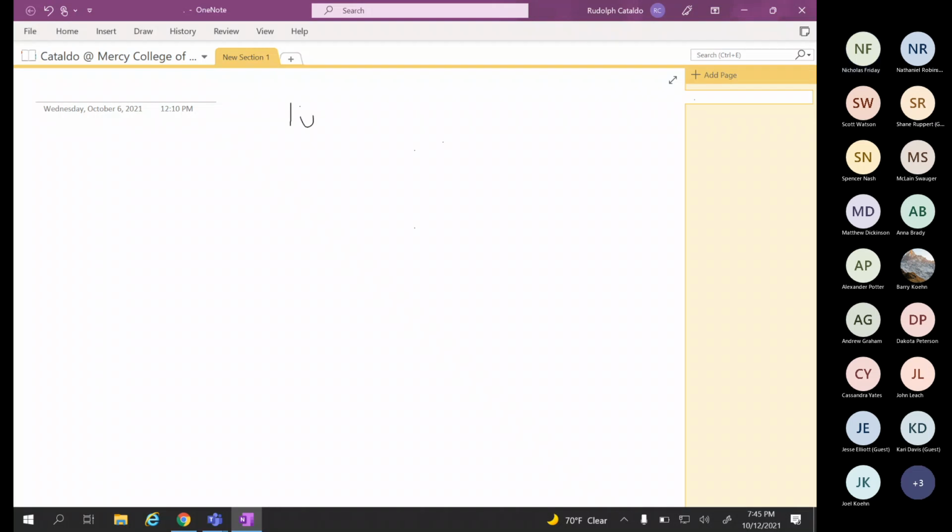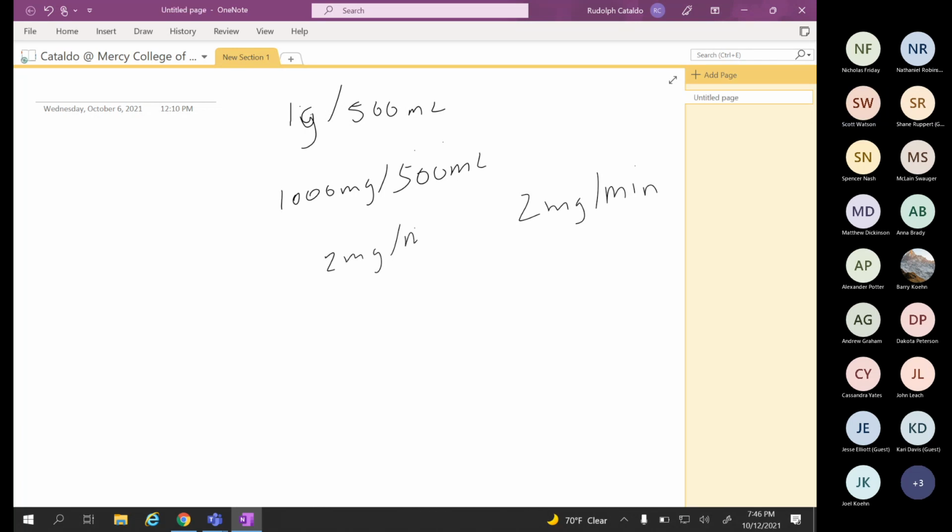Okay. So this lidocaine comes 1 gram in 500 mLs, right? Yeah, that's what I just said. You are ordered to give 2 milligrams a minute. Well, we've got to change the grams to milligrams. So 1 gram equals 1,000 milligrams in 500 mL still. That equals 1,000 divided by 500 is 2 milligrams per mL.